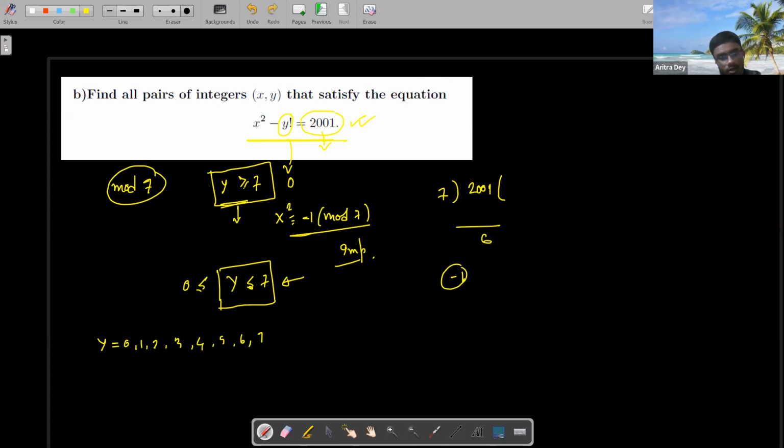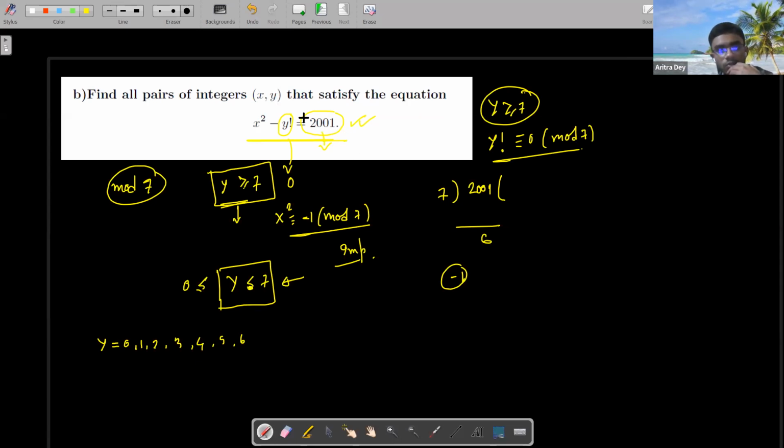Sorry, equality will never occur. So only up to 6 it's sufficient. Why is it impossible? Because if you take y greater than or equal to 7, then y factorial is 0 modulo 7, right? Because y factorial contains a term 7, so it is obviously divisible by 7.